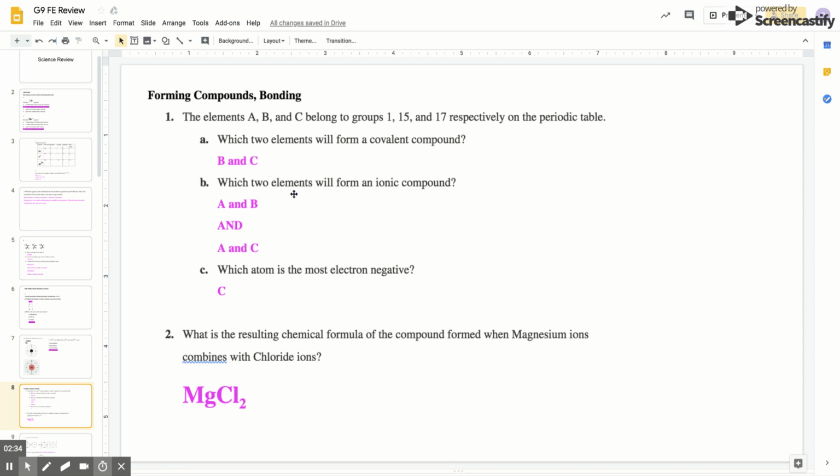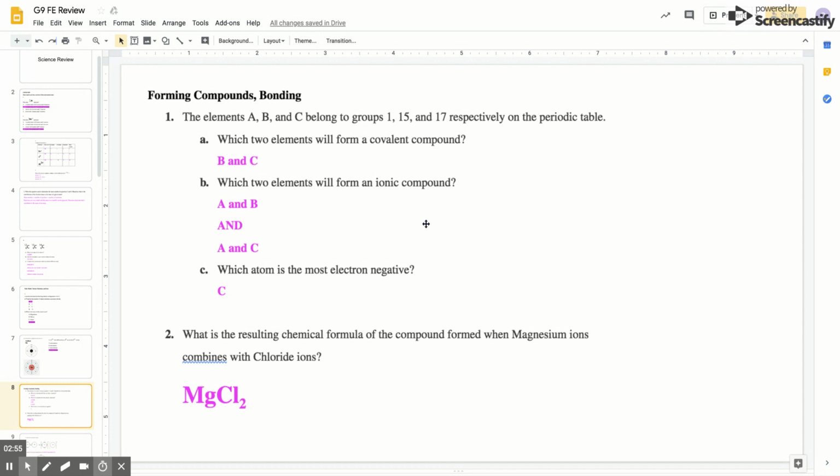Question 1B, which two elements would form an ionic compound? Because ionic compounds are formed only between a metal and a nonmetal, we're looking at A can combine with B or A can combine with C, right? So these two answers will be correct. Which atom is the most electronegative?